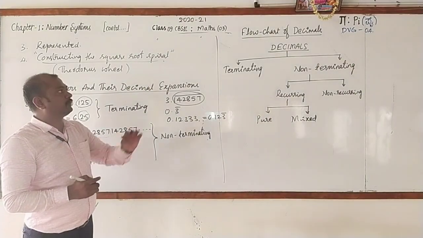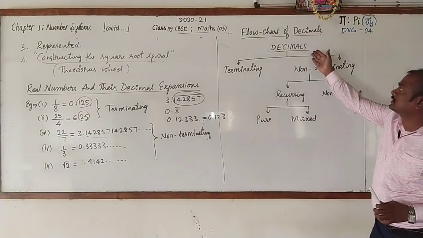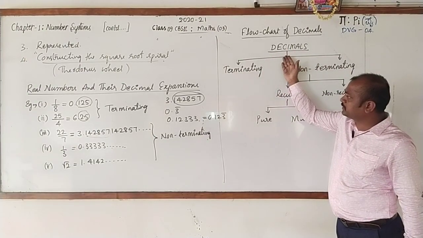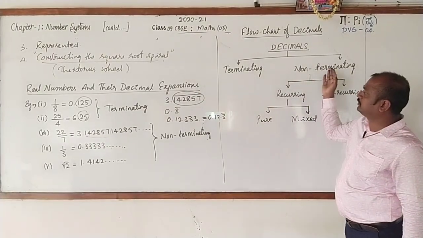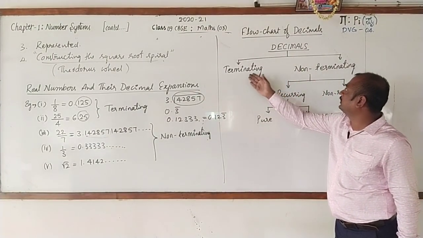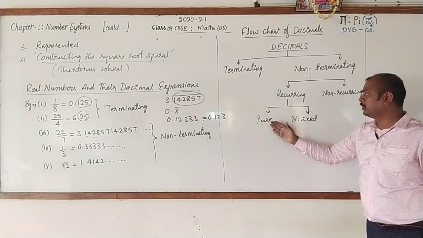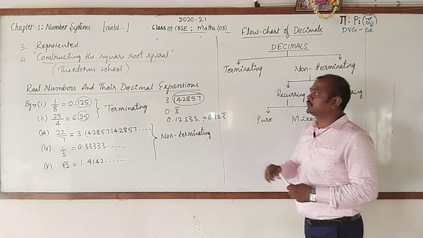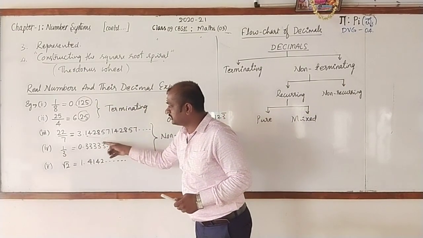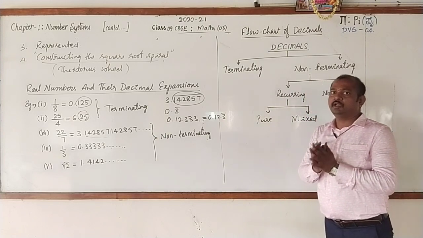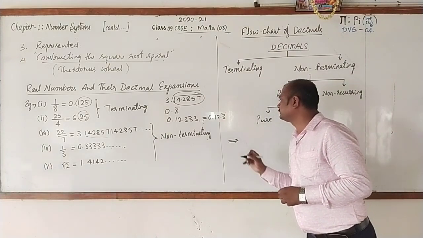So this is the flow chart. So in the decimal expansion of a number, we have different types: terminating and non-terminating, recurring, non-recurring, pure and mixed. So here actually we have taken real numbers that include both rationals and irrationals. And one more last piece of information will be given. Just observe it.